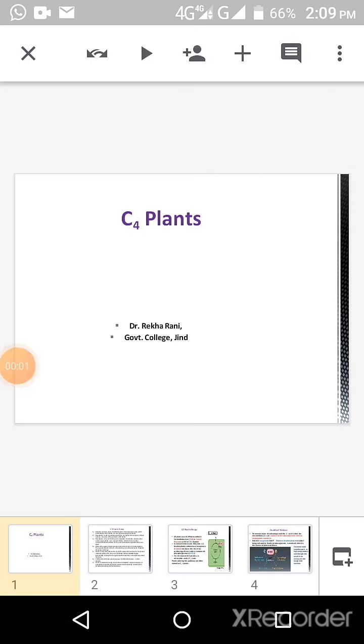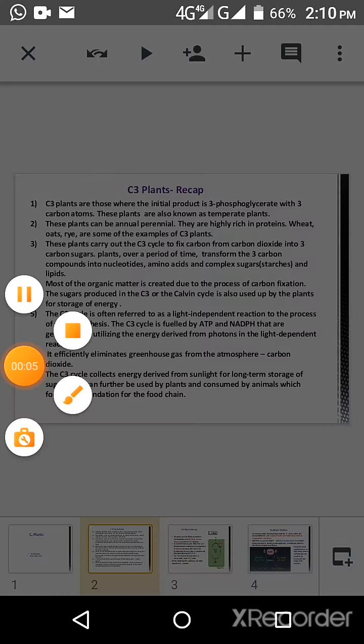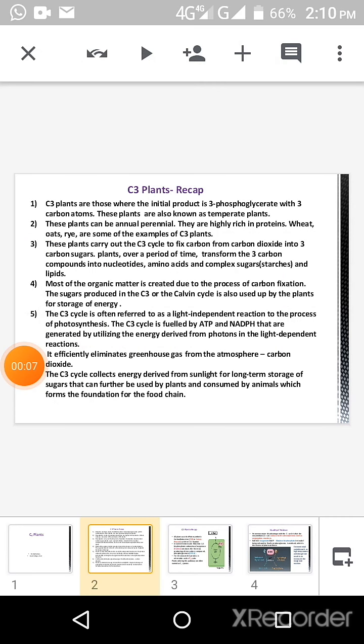Today we'll take up C4 plants. Before going on to understand C4 plants, let us revisit C3 plants.